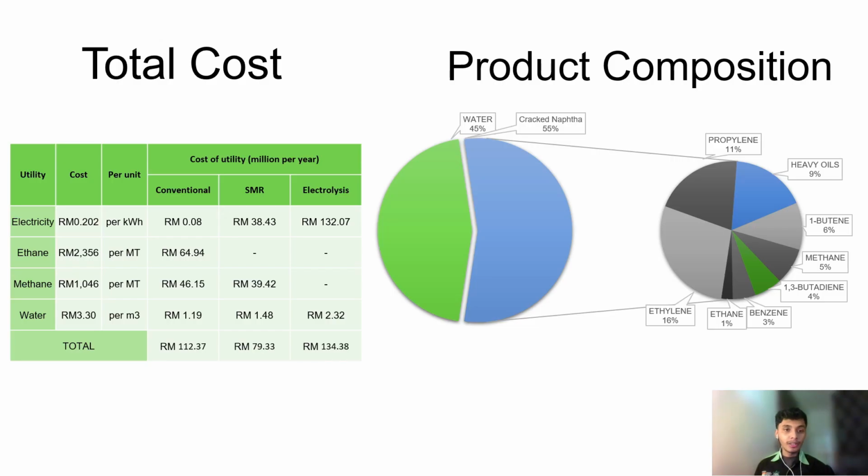In our analysis of utility and power generation energy demand, we have also conducted a thorough assessment of the associated costs for the three processes. And remarkably, we have discovered that the steam methane reforming method exhibits the lowest cost of operation, amounting to only 79.33 million ringgit, followed by the conventional method at 112.37 million ringgit and electrolysis at 134.38 million ringgit.